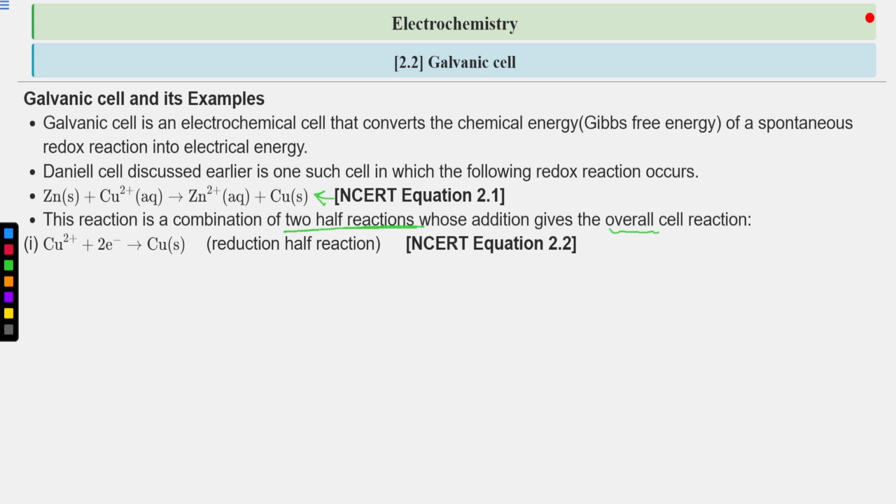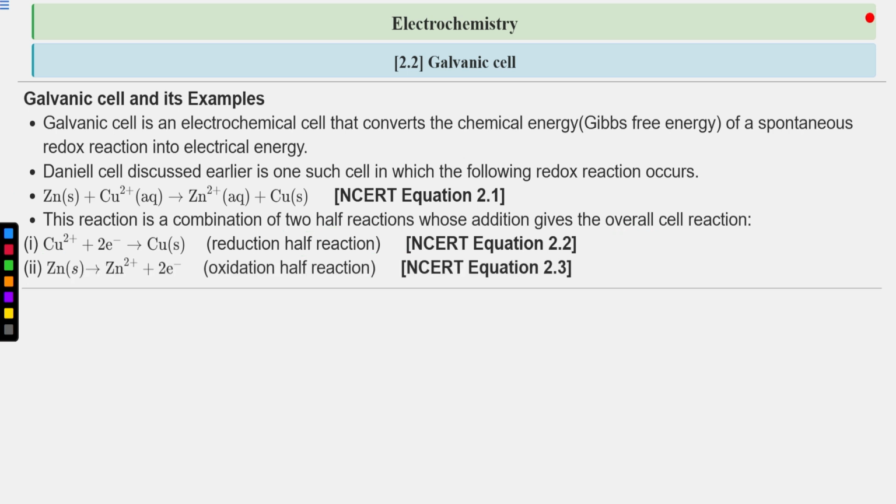If you add them, they will give the overall cell reaction, which is this. The first is the reduction half reaction, which is this one: copper 2 positive plus 2 electrons converting to copper. Copper goes from 2 positive to 0, becoming neutral. That means it is gaining electrons and reduction is happening. So this will be the reduction half cell. This is NCERT equation 2.2.